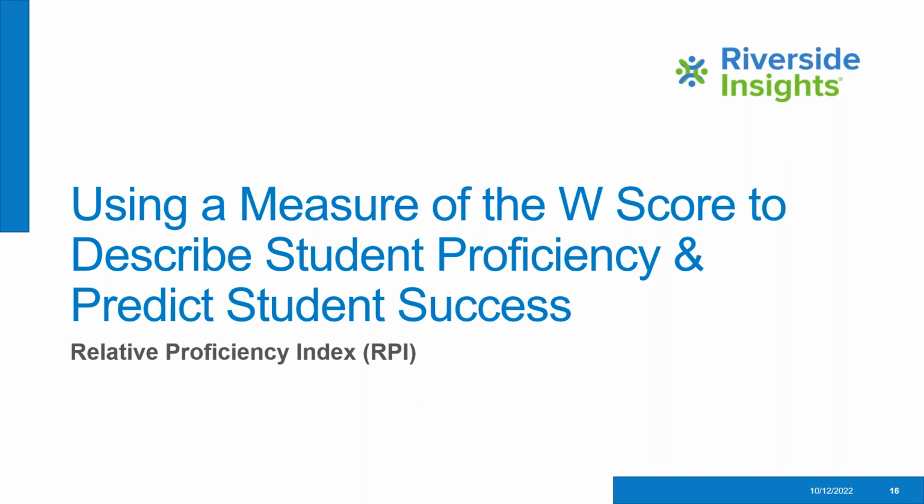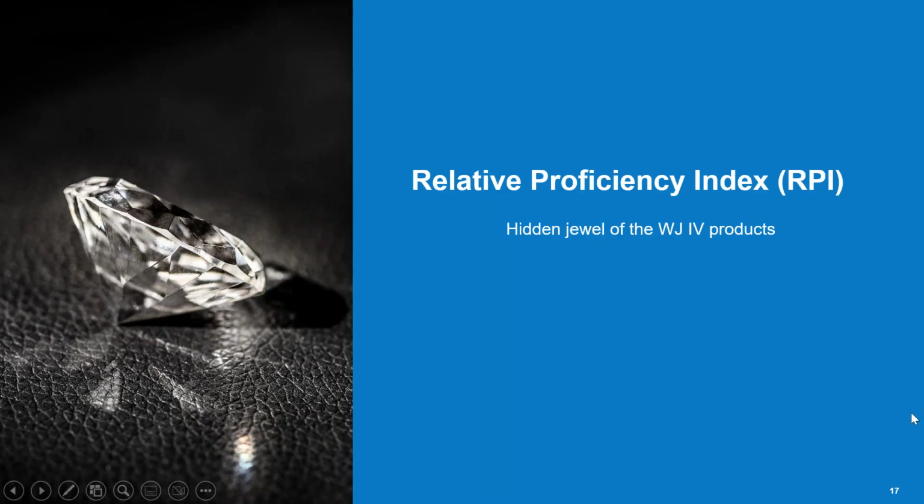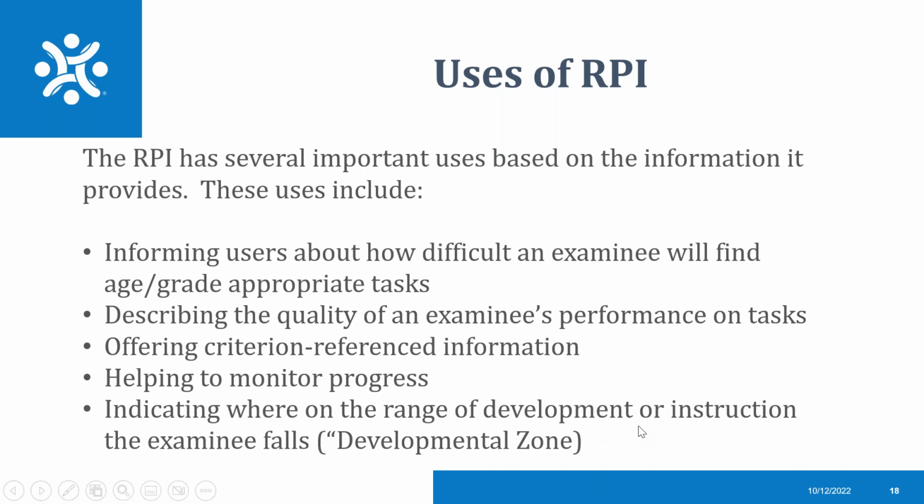So now we're going to talk about how we use a specific measure of the W score to describe a student's proficiency and predict student success, which is our relative proficiency index. It is the hidden jewel of the WJ products. The RPI has several important uses based on the information that it provides. It informs practitioners about how difficult an examinee will find age or grade appropriate tasks. So it does have that predictive ability.